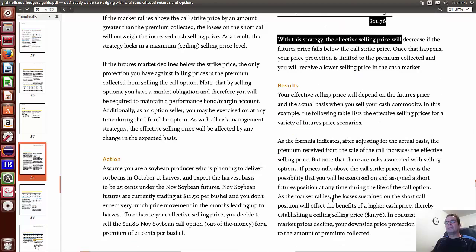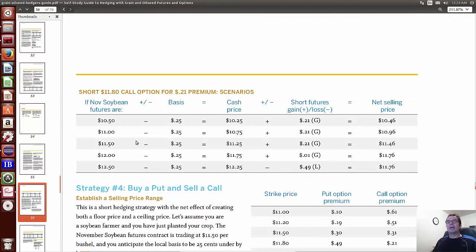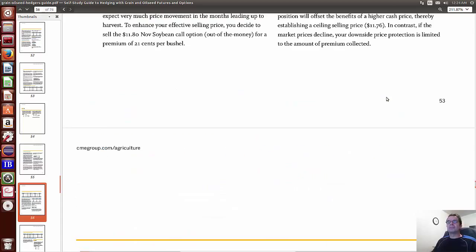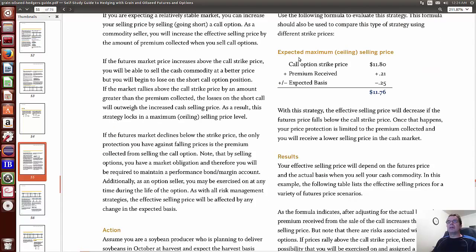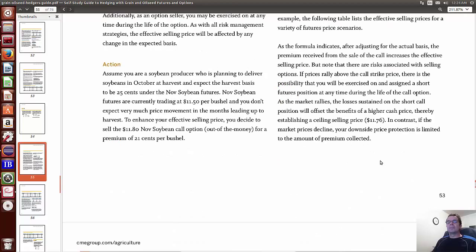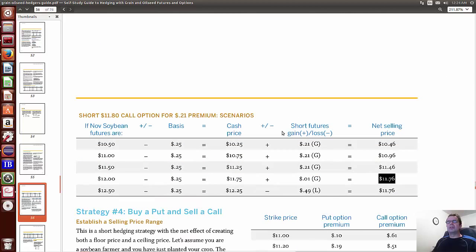But when you look at this table here, what you'll find is you'll get different future prices for the basis if it stays the same. The cash price, which is calculated by futures minus the basis. But here's where it gets kind of tricky. When you get a net selling price up to a maximum of 1176 in this case, which is calculated as the max ceiling price, we get a different short future profit or loss.